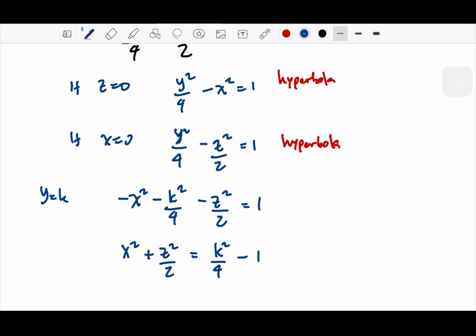Okay, now we have x squared plus z squared over 2 equal k squared over 4 minus 1, and we now clearly see that this is the ellipse.